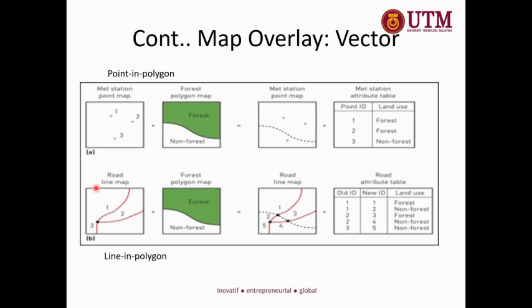The one below is the example of line in polygon. We have a road with 3 segments, 1, 2, 3. So when we overlay with the forest area, it will give you another data. We create more segments, 1, 2, 3, 4, and 5. So we become 5 segments. Number 1 and 3 are in forest area, and then number 2, 4, and 5 are the non-forest area. So this is an example of line in polygon overlay.